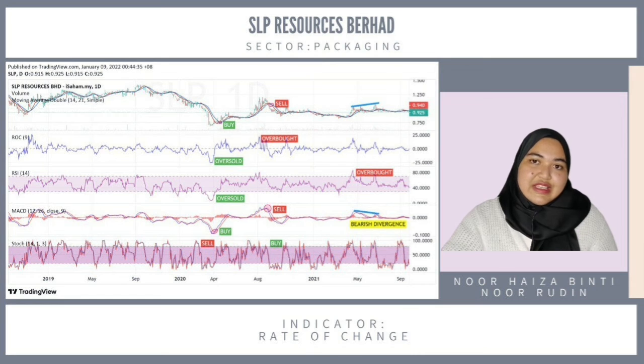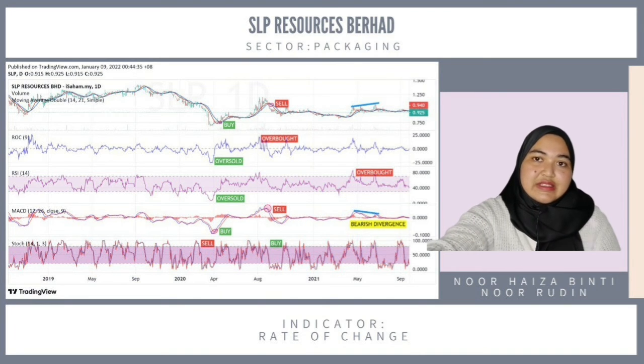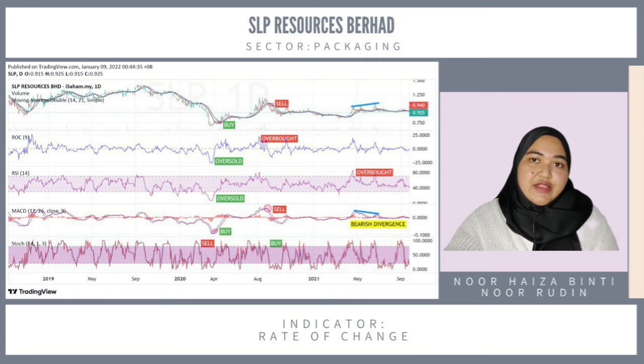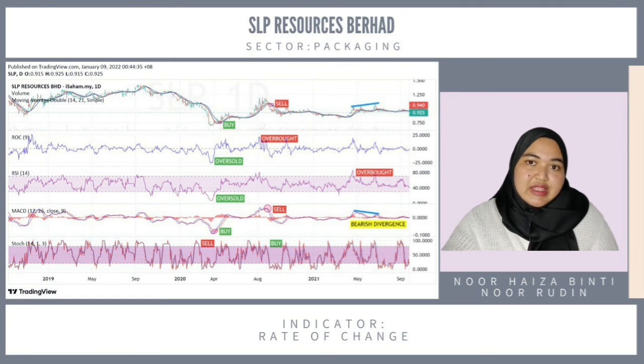As for the ROC indicator, in March 2020, the ROC line decreased to negative 26.7990, showing that it is bearish or oversold, which is a good time for traders to buy the stock. It also shows overbought when the ROC line exceeds the zero line, making it the best time for traders to sell their stock to minimize losses.